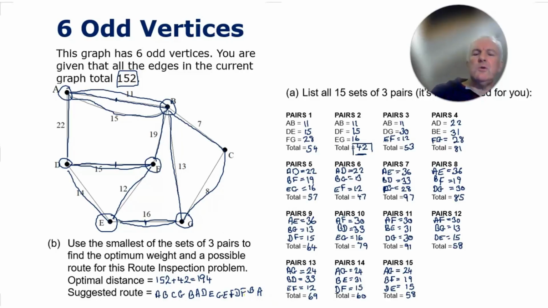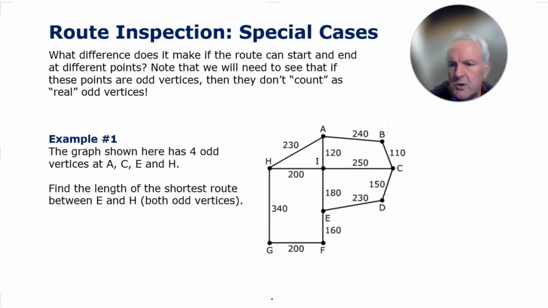I hope me showing you those slowly has made you think it's not that hard. You just got to take your time. So there's a couple of special cases I want to show you as well. So here I've got, what difference does it make if I start and end at different points? Well, basically, what looks like an odd isn't really an odd necessarily. So by that I mean, this question has got 4 odds. It's A, definitely an odd. C, yes, definitely an odd. E, yes, it's got 3. And H has got another 3.